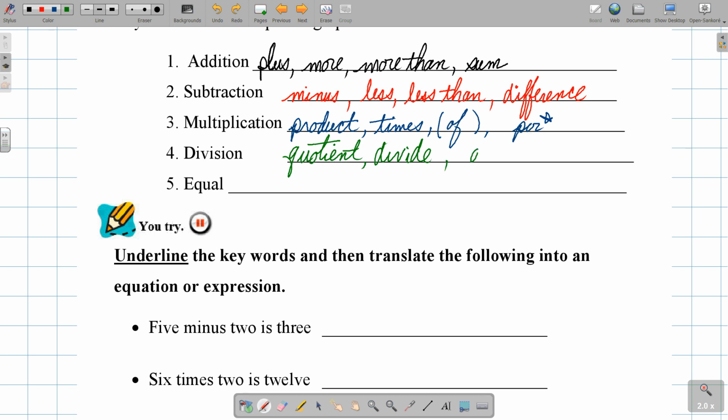Now, knowing this, let's come down here. I want you to take these phrases on your own, translate them to an expression or an equation, and then restart the video. You're doing this on your own. Pause. Welcome back. Let's see how you did. 5 minus 2 is 3.